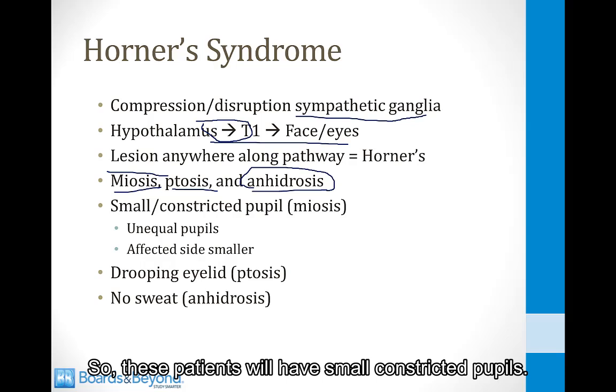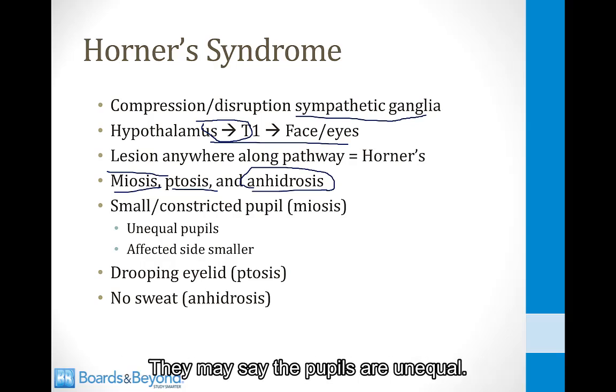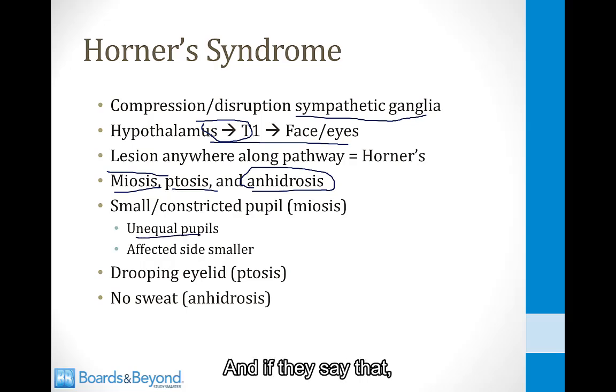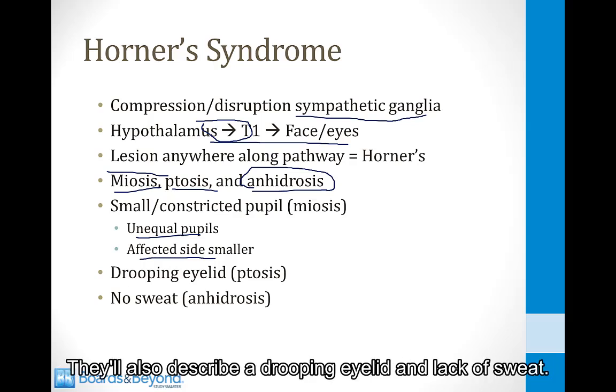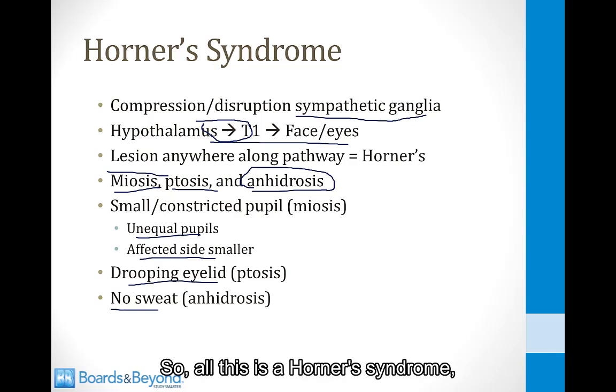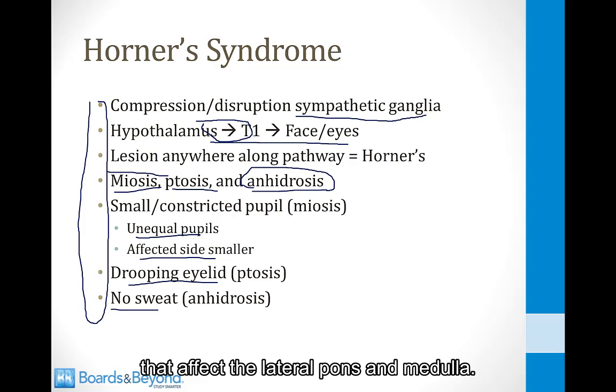So these patients will have small, constricted pupils, and remember, it may not be described as miosis. They may say the pupils are unequal. And if they say that, the Horner syndrome is on the side with the smaller pupil. They'll also describe a drooping eyelid and lack of sweat. So all this is a Horner syndrome, and it happens with brainstem lesions that affect the lateral pons and medulla.